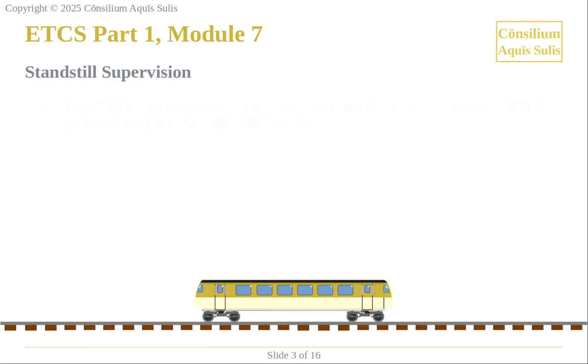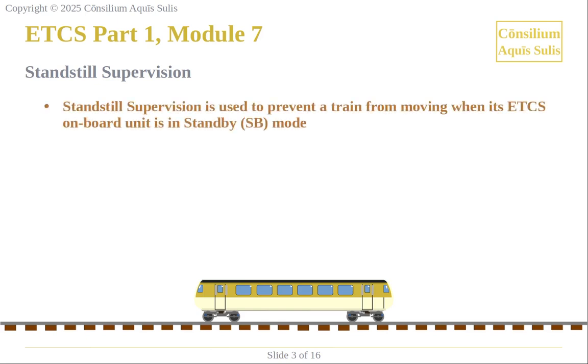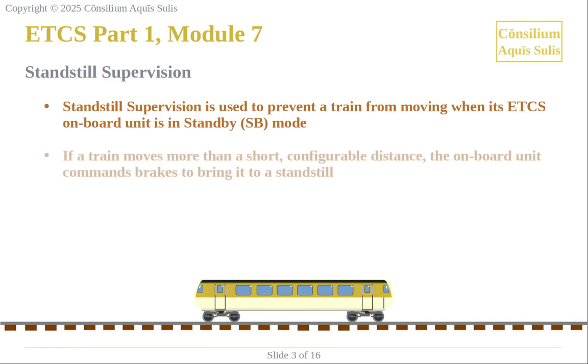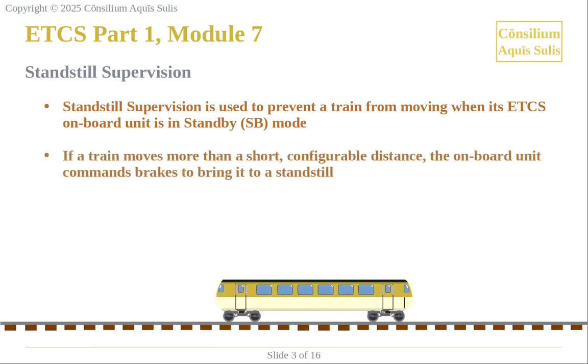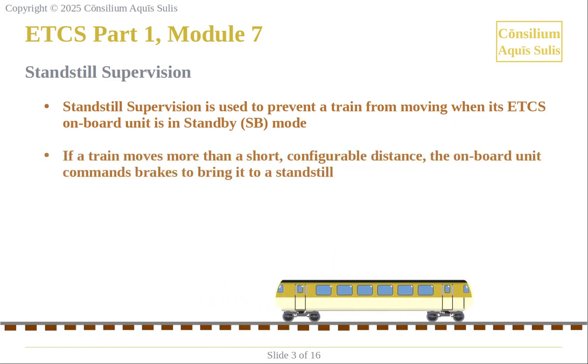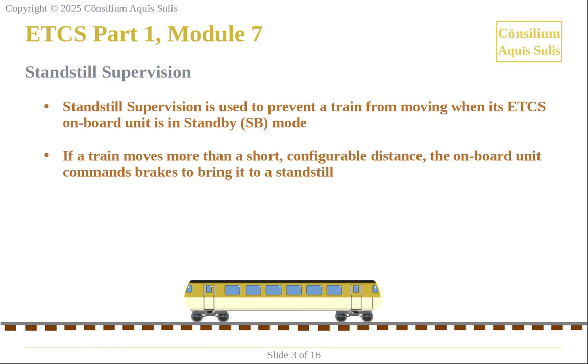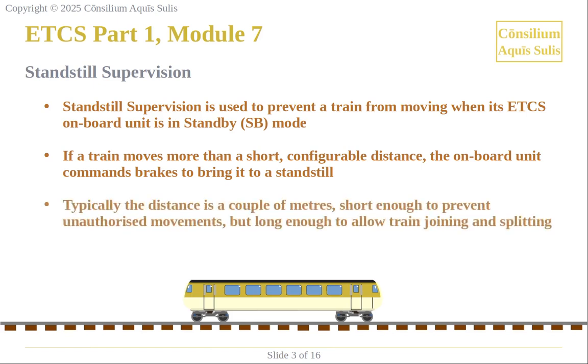Standstill supervision is used to prevent a train from moving when its ETCS onboard unit is in standby mode. If a train moves more than a short, configurable distance, the onboard unit commands brakes to bring it to a standstill. Typically, the distance is a couple of metres, short enough to prevent unauthorised movements, but long enough to allow train joining and splitting.